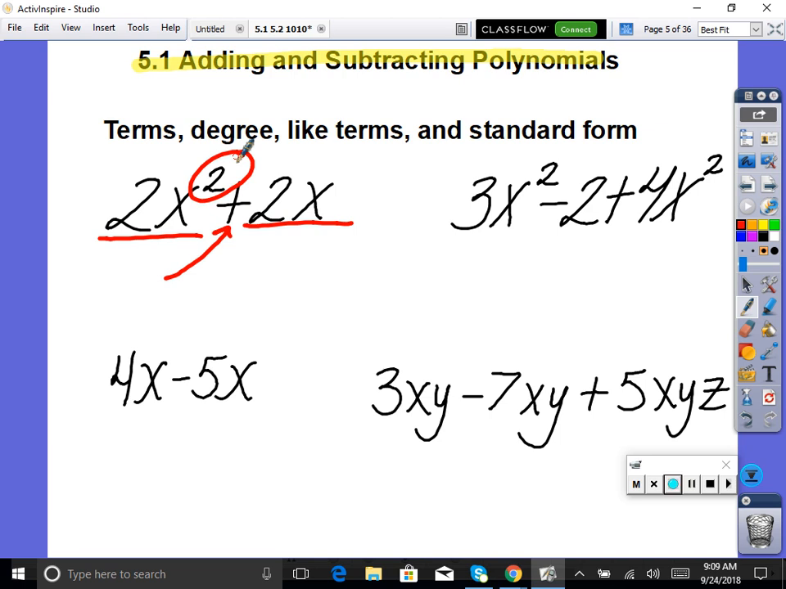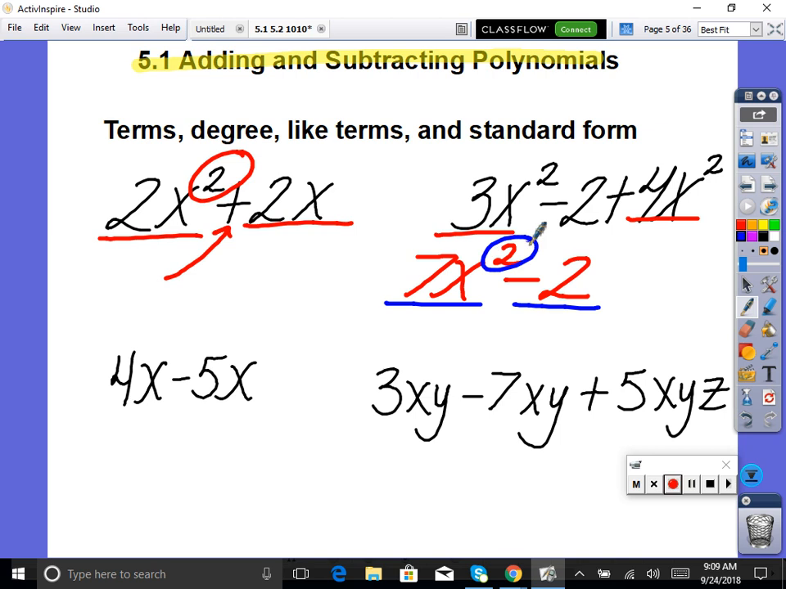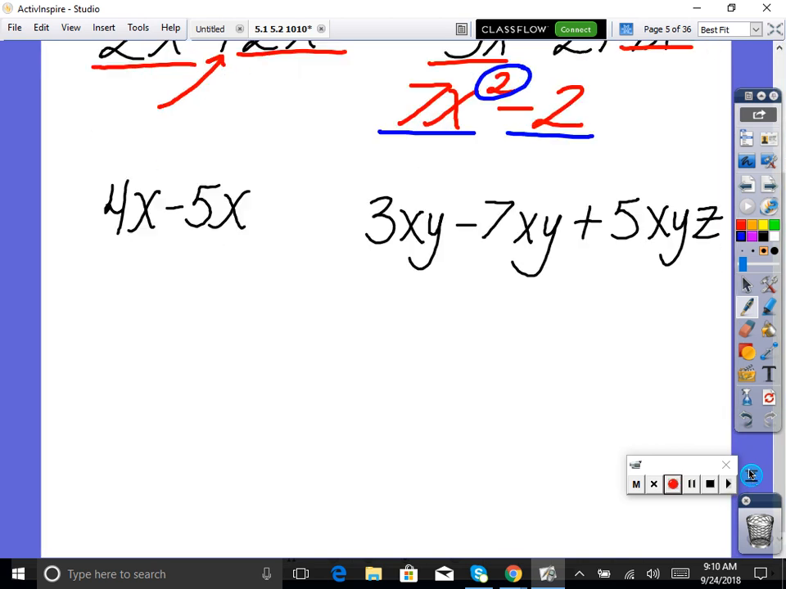Okay, look at this next one. We would first need to combine like terms. 3x squared plus 4x squared, isn't that 7x squared? So we have 7x squared minus 2. How many terms do we have? And what degree is it? 2, okay? Okay, looking at this, 4x minus 5x is negative 1x. True, everyone? So how many terms is there? And degree 1.